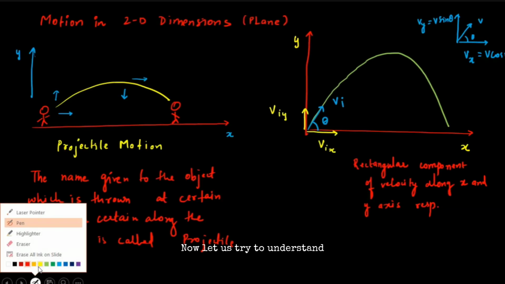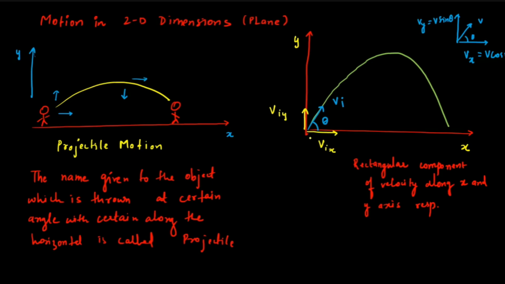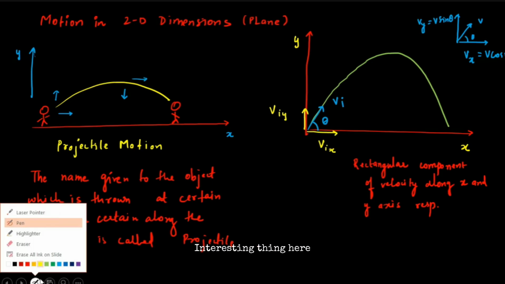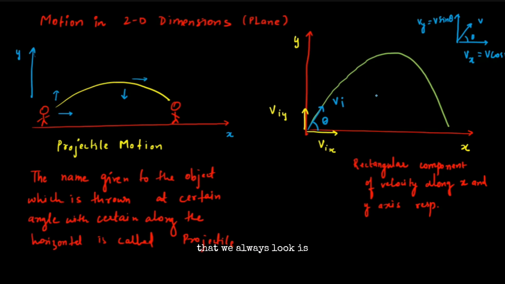Now let us try to understand how the components will change. If you observe the motion of the projectile, the interesting thing we always look at is gravity. The acceleration due to gravity is always acting in the downward direction, and there is no acceleration along the x-axis.